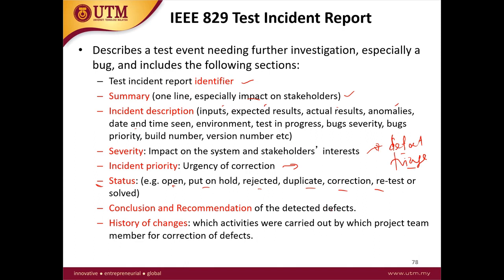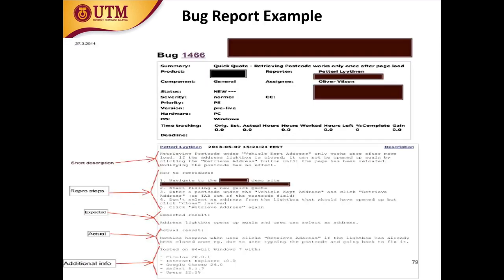Conclusion and recommendation of the detected defects, if you have a conclusion, and then history of change. What, when, who made a change, so it is easy to keep track. With the tools, most of the things here are automated, and the template is prescribed. This is an example of a bug report, an actual bug report. A bug has an ID, a summary, severity, priority, and also version change tracking, time tracking, etc.